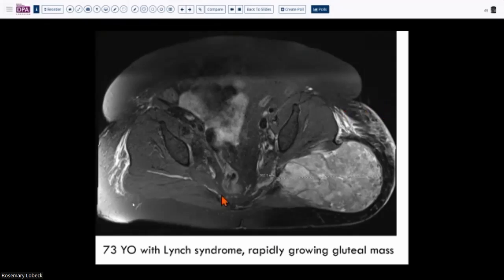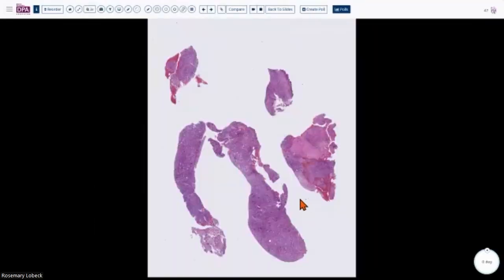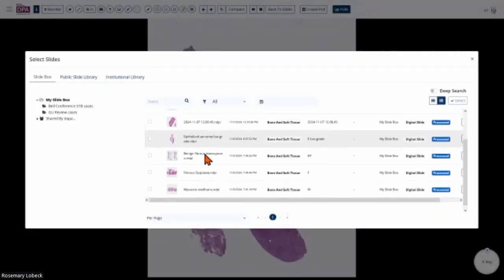So finally, I want to end with a case for comparison. This is an older patient with a history of Lynch syndrome. So obviously, they have a propensity for developing malignancies. And this time, we have this huge mass, a rapidly growing gluteal mass, right? So let me compare this case with the one we had previously, our pregnant patient with the BFH.